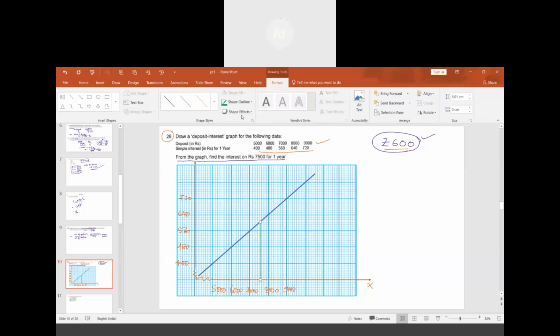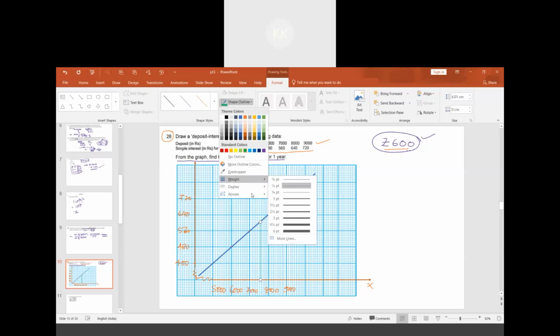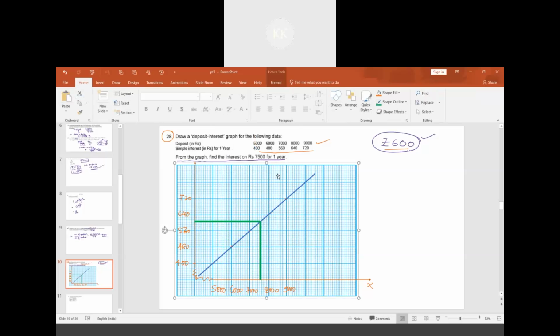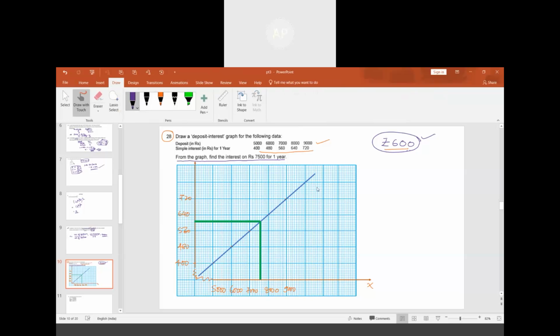Sir, I am unable to see the lines here. Sir, is this compulsory? This 7500? Yes, it is compulsory here, because the question is to find from the graph. We have found it by direct proportion, but the graph you have done. If the graph is not done, marks will not be given. If the graph is done, here itself we can mention it is 600.